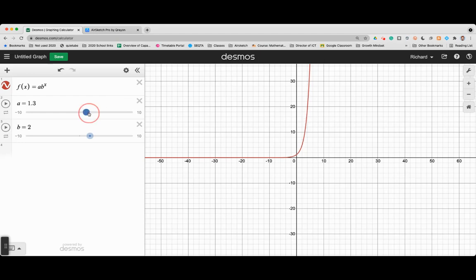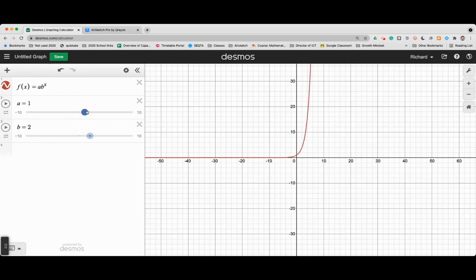So as I make a closer, can you sort of see that it's reaching towards the y-axis? So as a gets bigger, it shrinks towards the y-axis. And as a gets smaller, it stretches away from the y-axis. And that has an impact, of course, on the y-intercept.